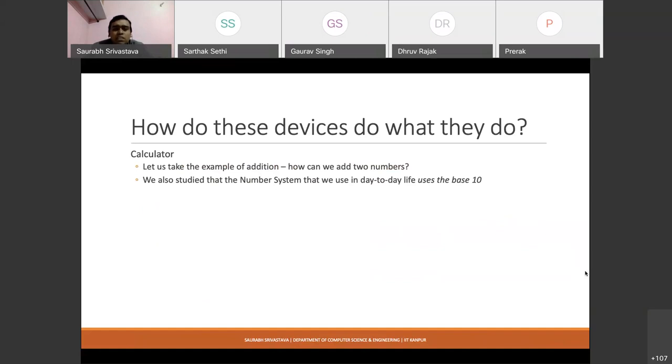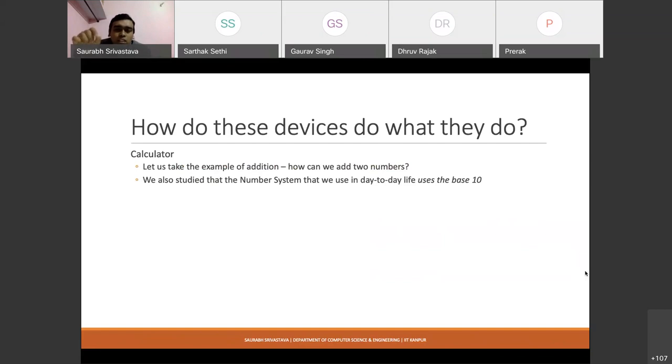So basically what happens is something like this. There is a number system that we use. These digits that we use are from 0 to 9. There are only 10 digits which can actually create the whole number system. Any number in the world can be represented by those 10 digits, right? And why 10? Because we use a number system in our day-to-day life where the base is 10.